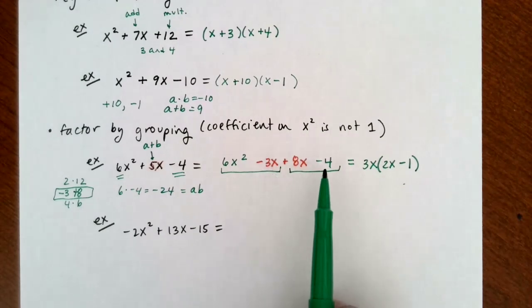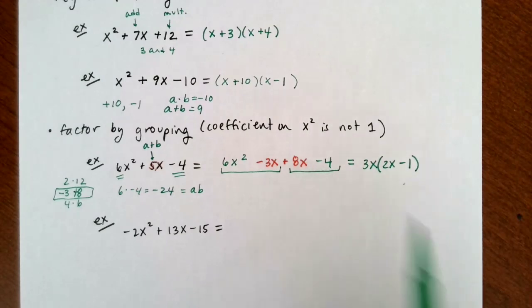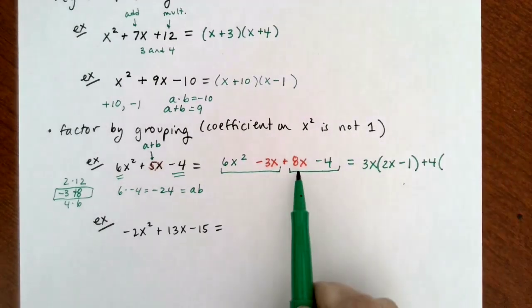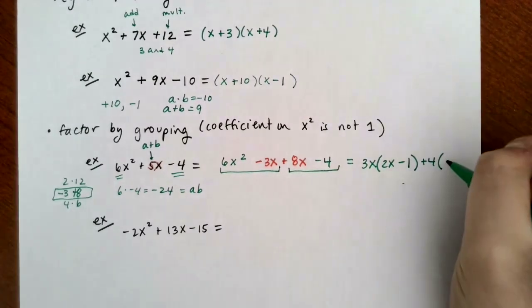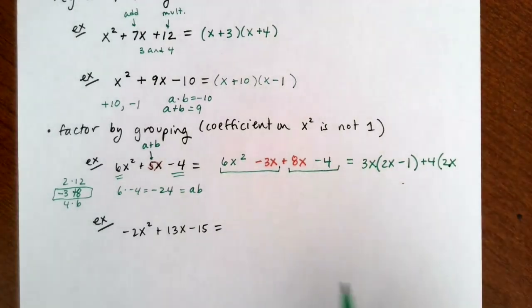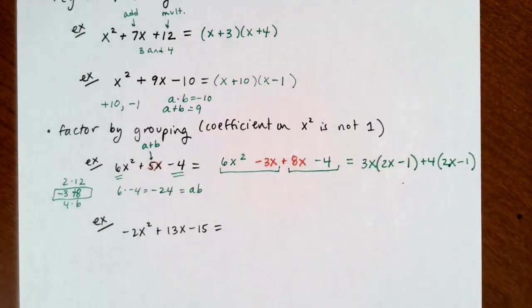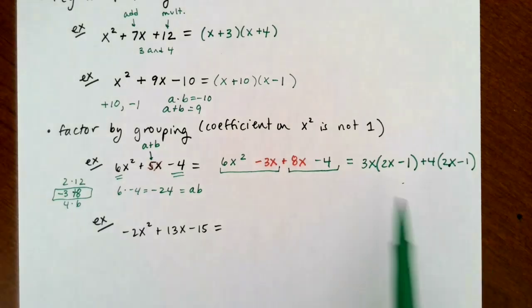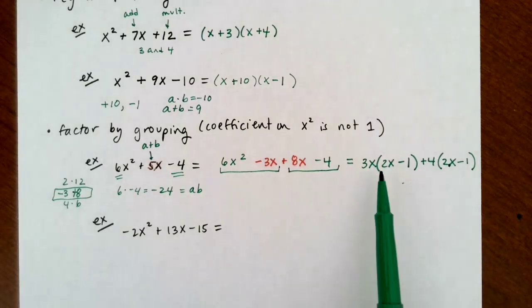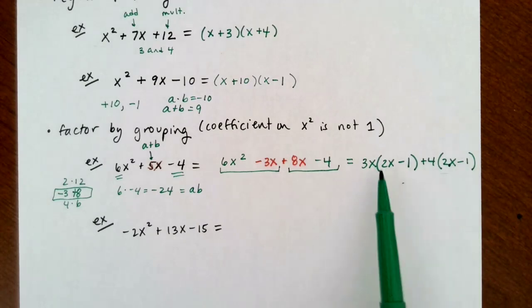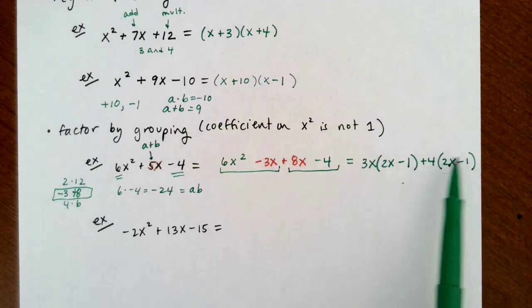Between the 8x and the negative 4, I can pull out a 4. 8x with the 4 divided out is 2x. And then 4 with the 4 divided out is just 1. So in this step, once we've factored out what we can, what we hope and expect to see is that in both sets of parentheses, we have the exact same thing. So see, I have 2x minus 1 here and here.